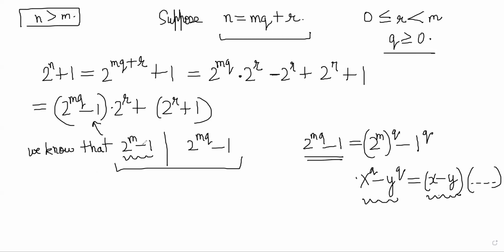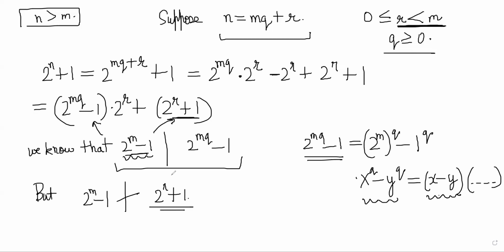So great. Now we know that 2 power m minus 1 divides this. Now we have to check whether 2 power m minus 1 divides the remainder 2 power r plus 1 or not. But it is obvious that 2 power m minus 1 does not divide 2 power r plus 1. Why? Because r was less than m, that means this number is smaller than this number. So the divisor itself is bigger, so it can't divide it.